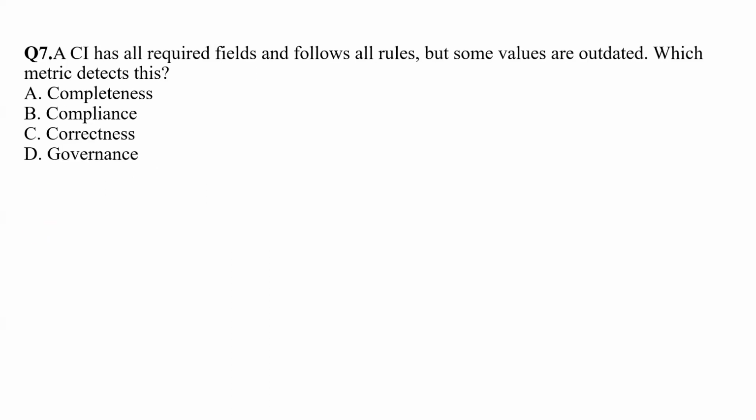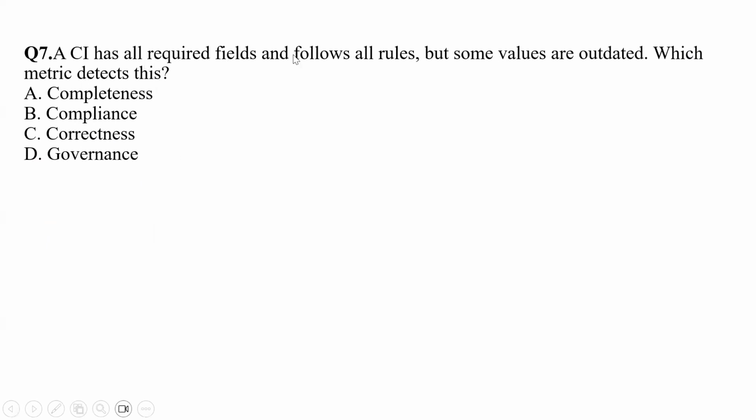Next one. A CI has all required fields and follows all rules, but some values are outdated. Which metric detects this? Option A, completeness. Option B, compliance. Option C, correctness. Option D, governance.